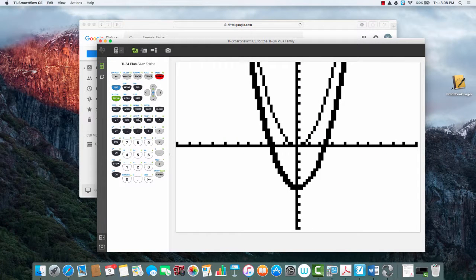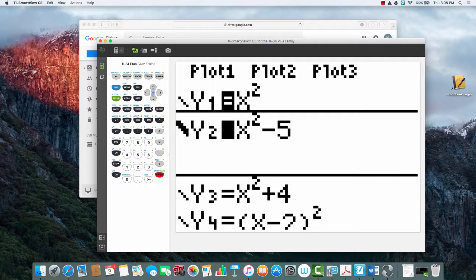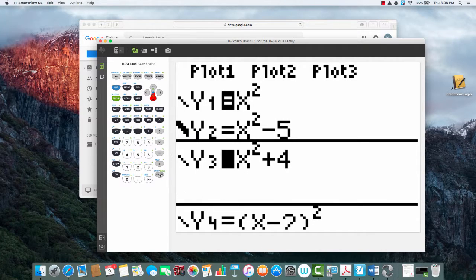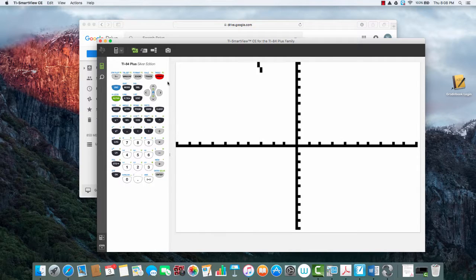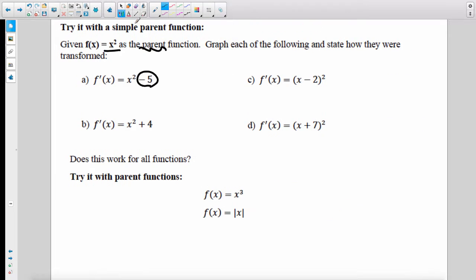Go to your calculator. Y equals. Let's get rid of that one and activate this one. Let's change the graph so it's a little more noticeable. Okay, perfect. What do we have? X squared. Whoa, where'd it go? It's up 4. It's the same graph, right? Up 4. Go back to your notes.